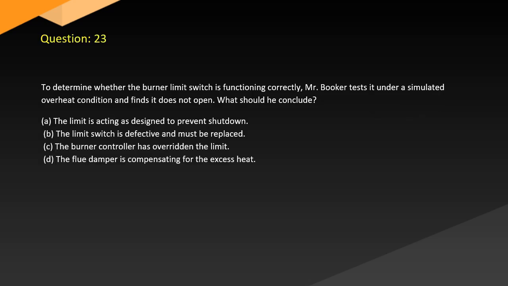Question 23. To determine whether the burner limit switch is functioning correctly, Mr. Cook tests it under a simulated overheat condition and finds it does not open. What should he conclude? A. The limit is acting as designed to prevent shutdown. B. The limit switch is defective and must be replaced. C. The burner controller has overridden the limit. D. The flue damper is compensating for the excess heat.